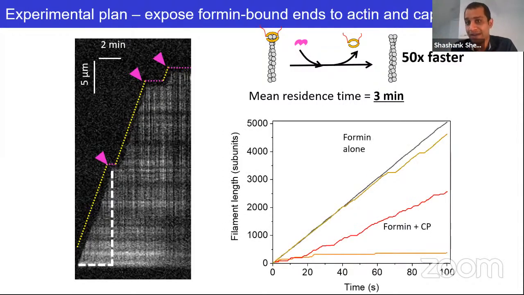And this, like I said, can really remind you of Lishi's theoretical predictions, where we can now tune the concentration of capping protein, we can tune the mutants of capping protein, and we can basically explore the entire phase space between fast elongation and almost no elongation. That's what we can do now experimentally, we can test those predictions.